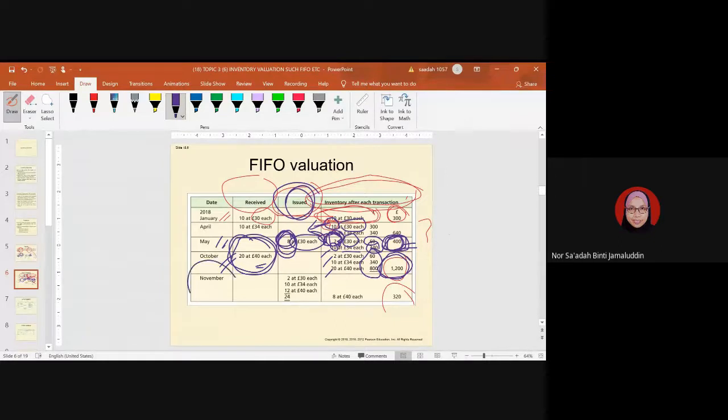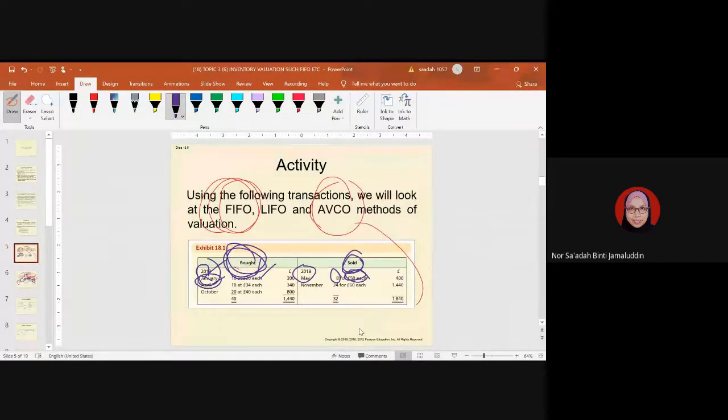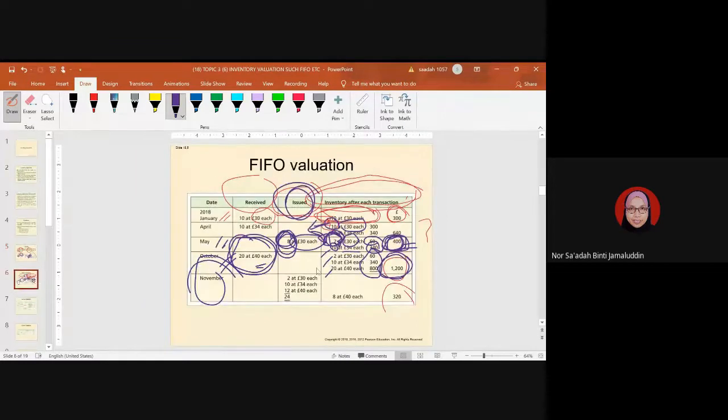And the last transaction is in November. You decide to sell your inventory. Take a look here. You sold 24 units. Okay, here, 24 units. In November, you want to sell 24 units.